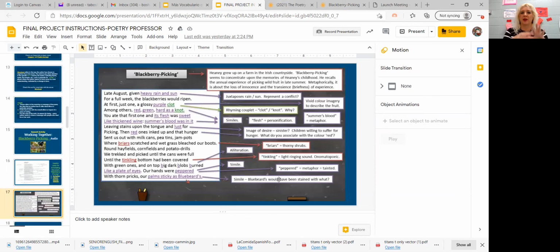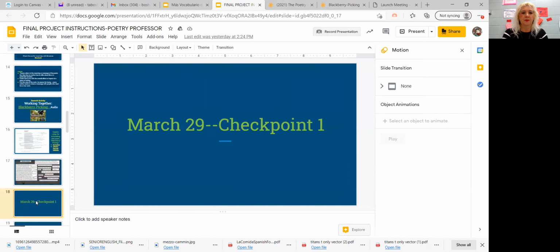So you will write on the poems that you pick, and you will annotate them. We all know what annotating means. It means taking a highlighter, taking a pen, and making notes on it about what you're going to say in your final product. Okay, so checkpoint one is coming up pretty quick. Let's get it done. Checkpoint one is not difficult. I'm going to take you right to checkpoint one.